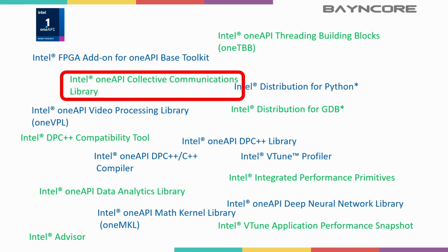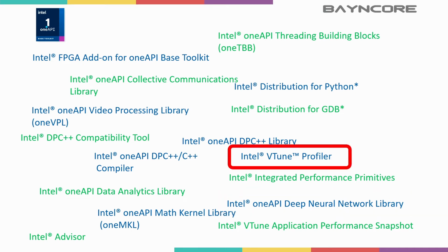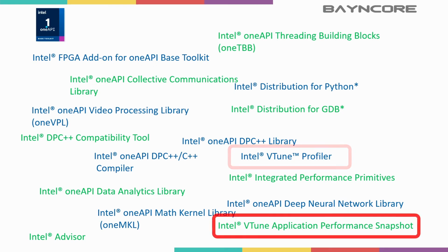The Collective Communications library is a set of APIs that can be used to support distributed deep learning and machine learning. The Deep Learning Neural Network library is an open-source performance library for deep learning applications. The VTune Profiler is a performance analysis tool used for looking at bottlenecks and other issues in your applications. Along with the VTune Profiler comes the Application Performance Snapshot, which is a great tool for getting the first overview of what issues your applications have.